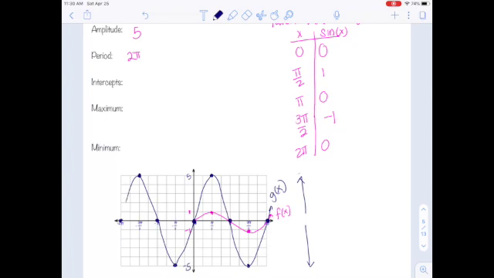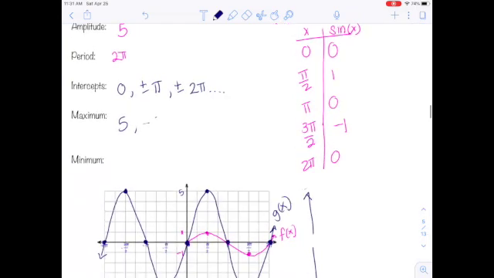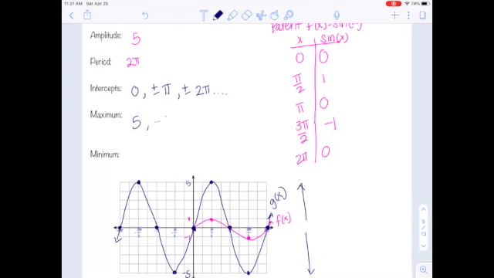So in blue, you've got 2 periods, which is sufficient as long as you put arrowheads at either end, because you know it's periodic and it repeats itself forever and always. So your intercepts are 0, plus or minus pi, plus or minus 2 pi, and so on and so forth. So increments of pi. Our maximum is 5, and our minimum is negative 5.